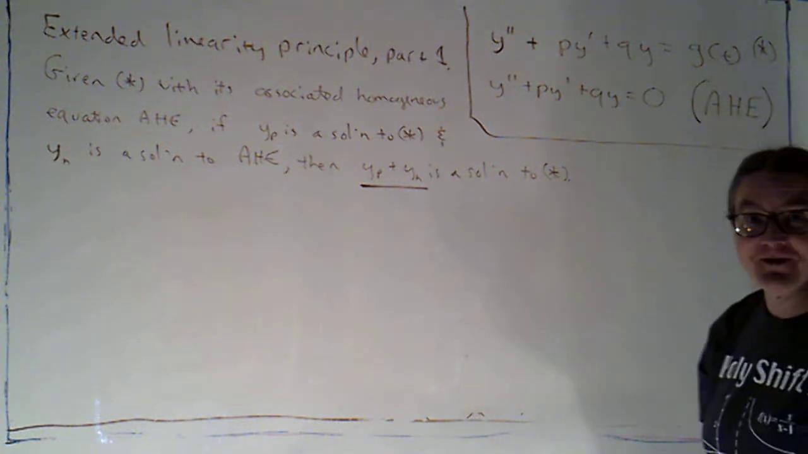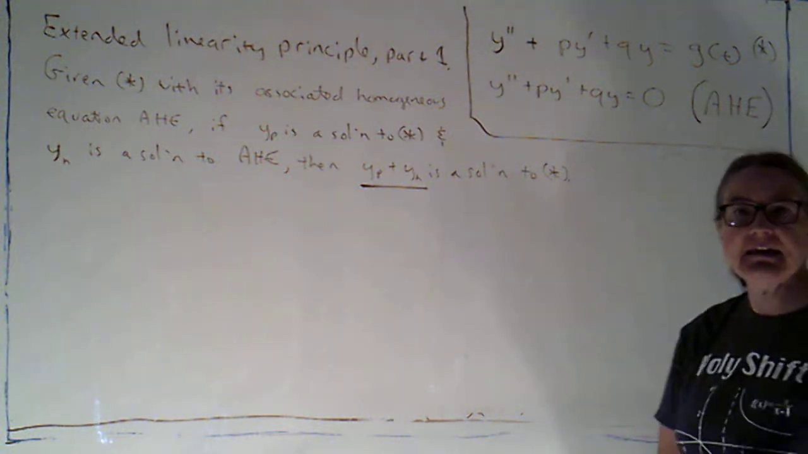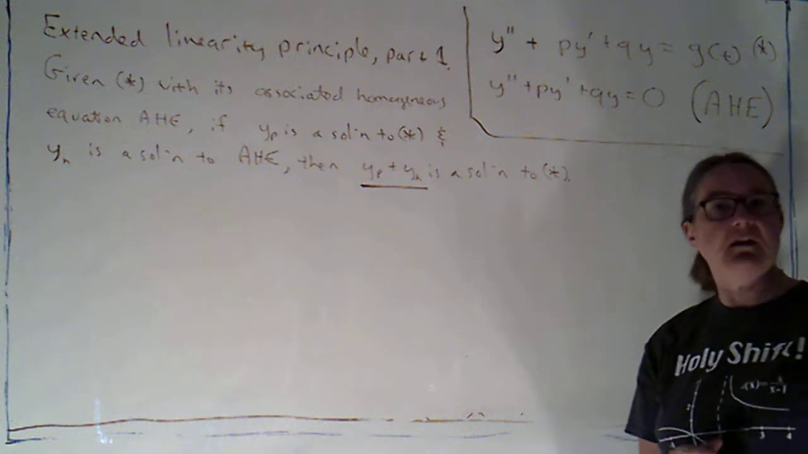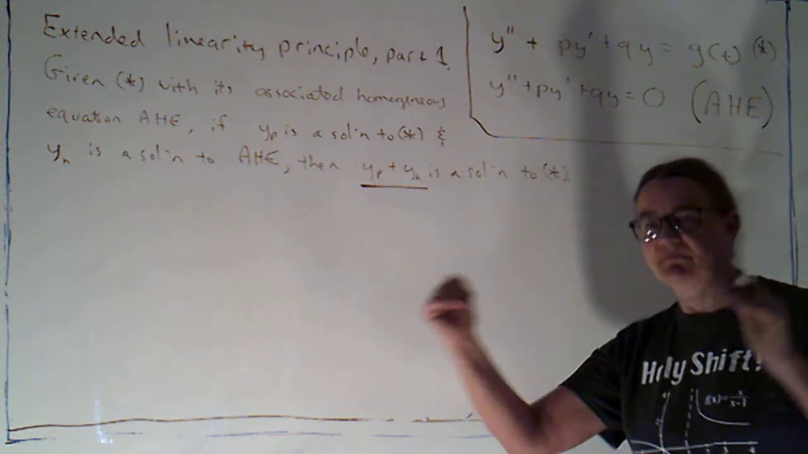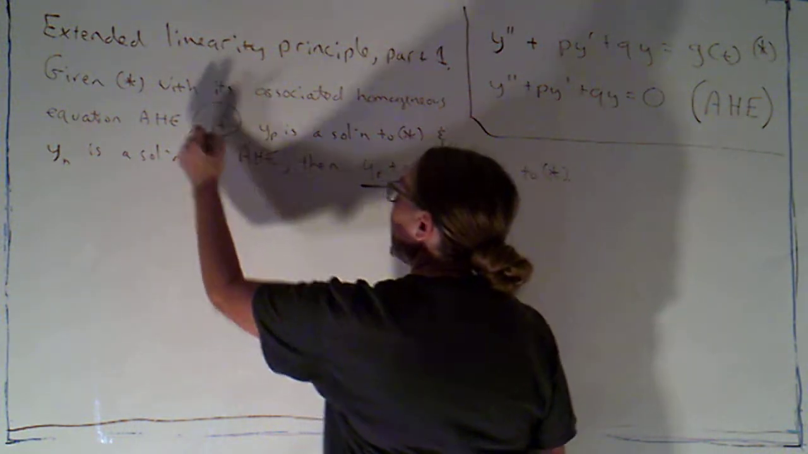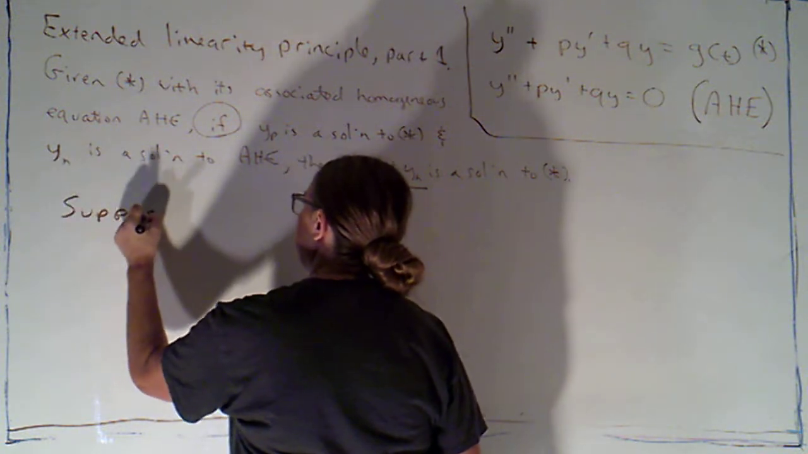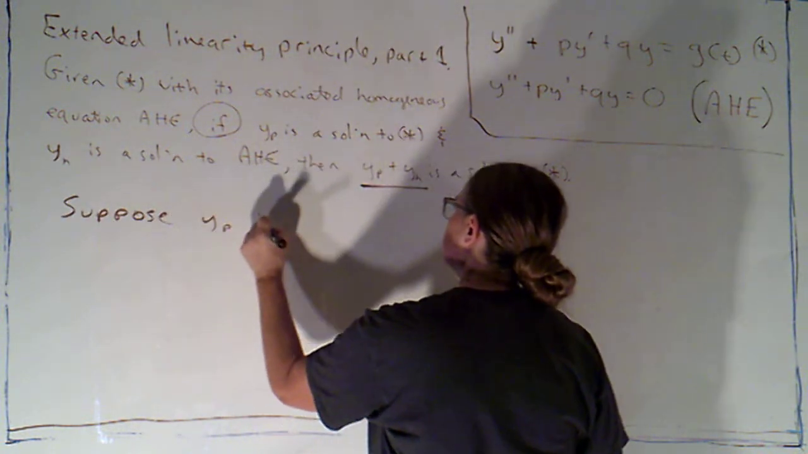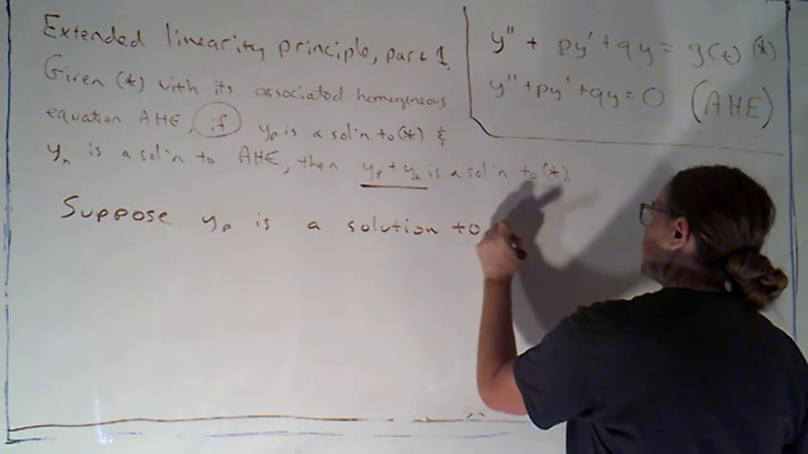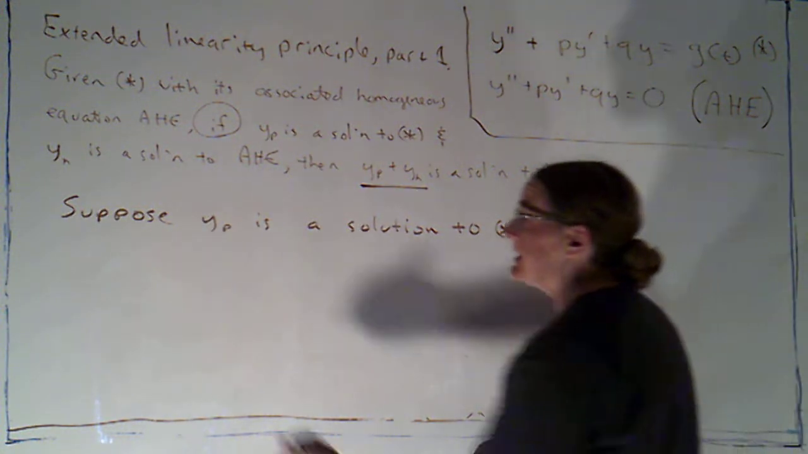Do be careful to read directions in proofs. In this particular case, I've already stated what this is. If all I said you could take as given was this, you would need to write the associated homogeneous equation is that. Okay, so anytime I'm trying to prove an if-then, I need to suppose the if. So I'm going to suppose that y sub p is a solution to star.